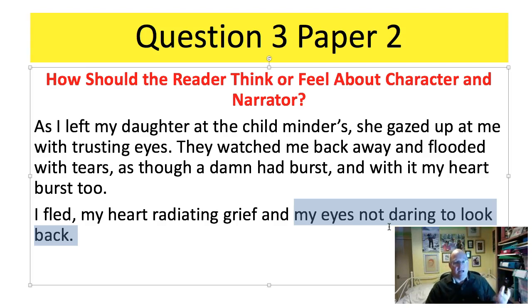So that is it. That is how to zoom in, how to write about the feelings and thoughts that the reader has, and how to get 100%.